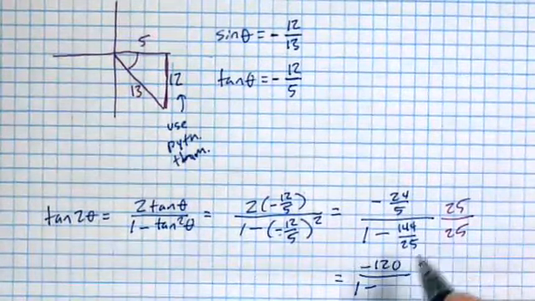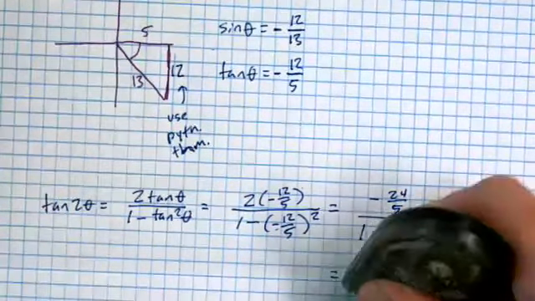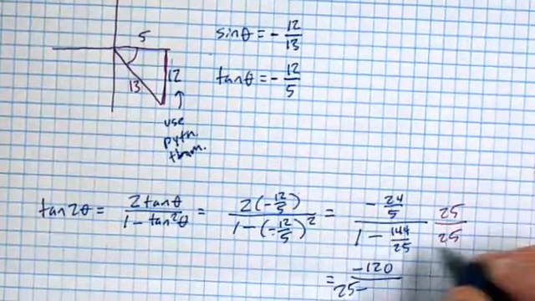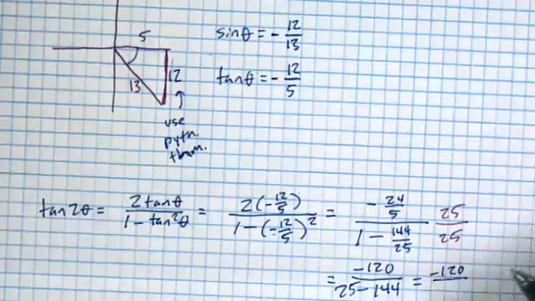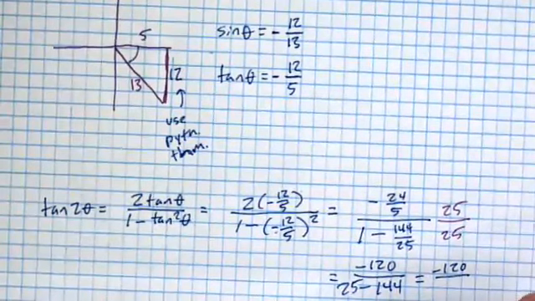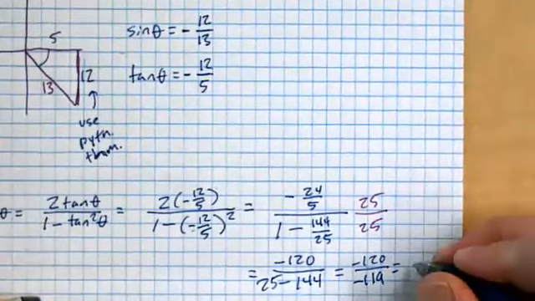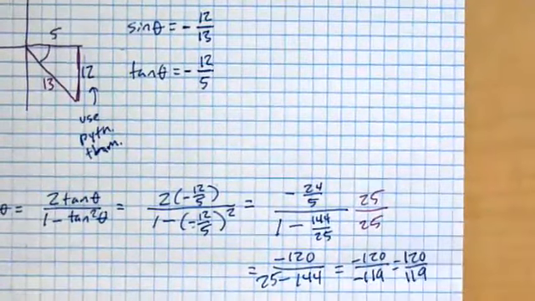1 minus, oh, that's not 1. Got to distribute that 25. 25 times 1 is 25. That's going to cancel. So negative 120 over 25 minus 144. I'm not trusting my mental math machines today. 119, thank you. Negative 119, so that is really close to 1, isn't it? A little bit bigger. So 120 over 119 for the win. I hope that's right.